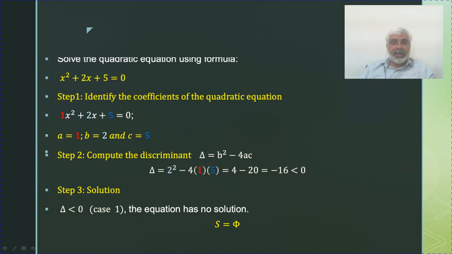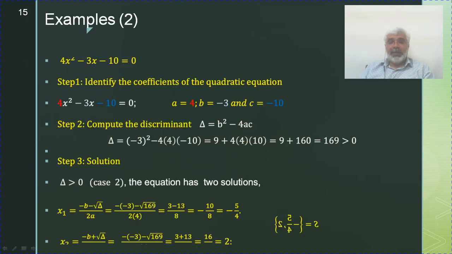When delta is less than 0, this is case number 1. So there is no solution, or we can write that the solution set is the empty set. So in this example, we have delta less than 0, and there is no solution. Let's take this example.